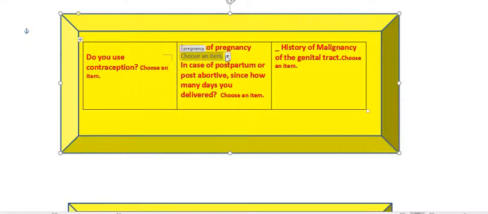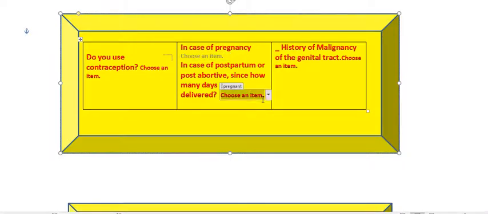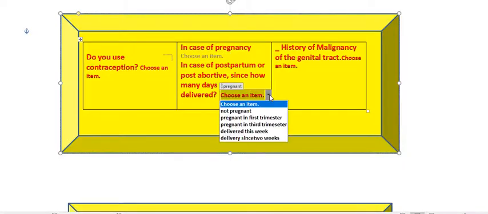In case of pregnancy, no bleeding or no gush of fluid, or there is bleeding, or there is gush of fluid or trickling of fluid. In case of patient after delivery or abortion, pregnant in first trimester, pregnant third trimester, or delivery since week.